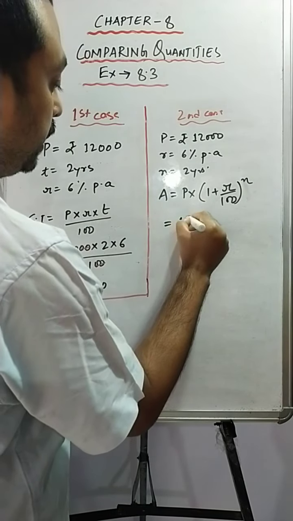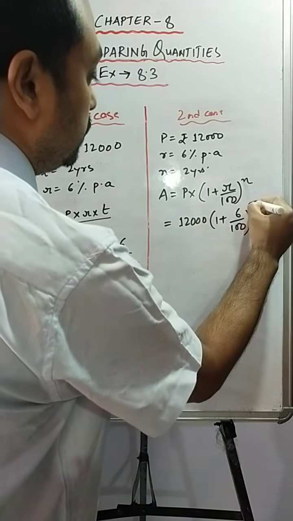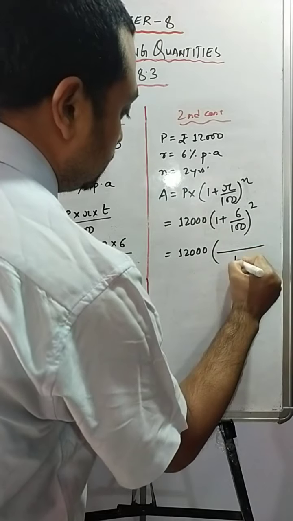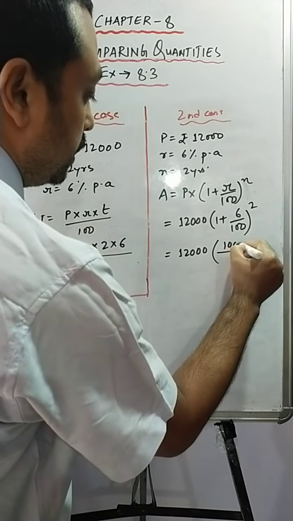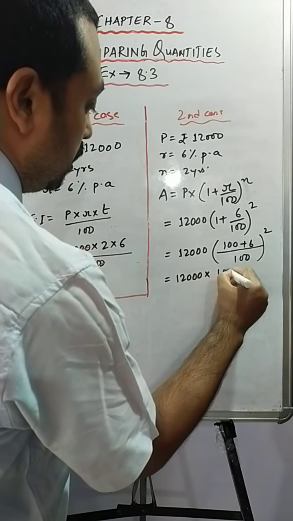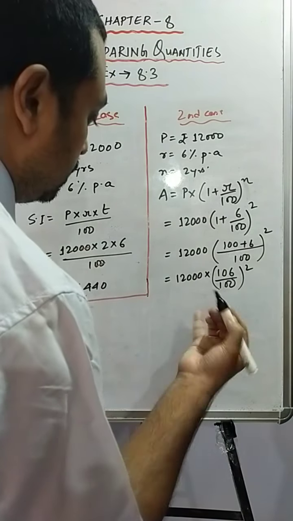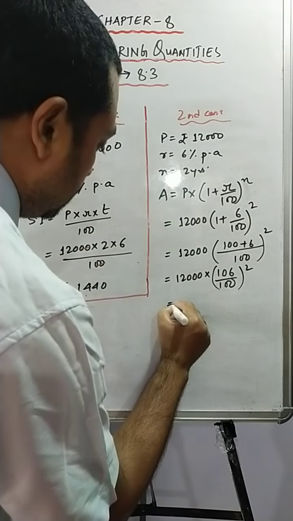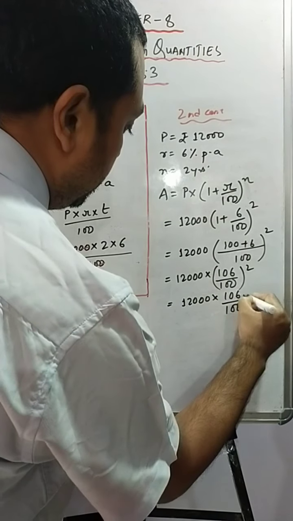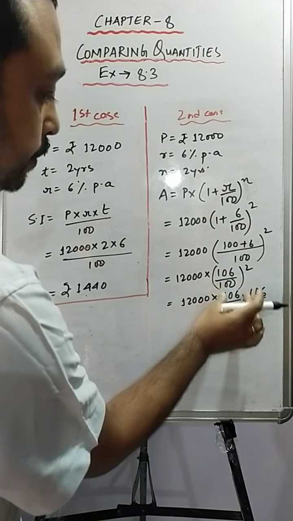Now in place of P I will write 12,000, (1 plus 6 upon 100) to the power 2. So that would be 12,000, you will solve the bracket. LCM would be 100, so that would be (100 plus 6) to the power 2. So 12,000 into (106 by 100) to the power 2. Okay, so 12,000 into 106 by 100 into 106 by 100, because we have 2 as an exponent, so we have to multiply the base 2 times.